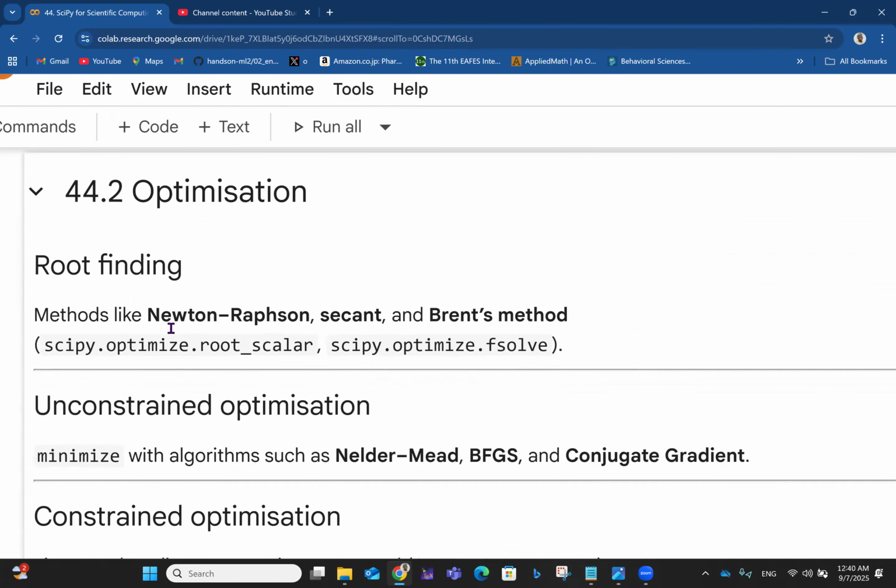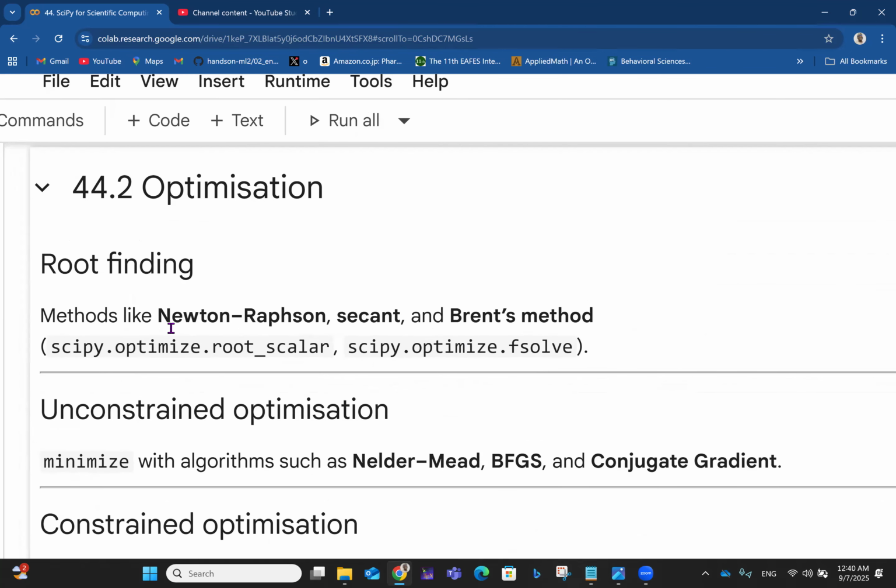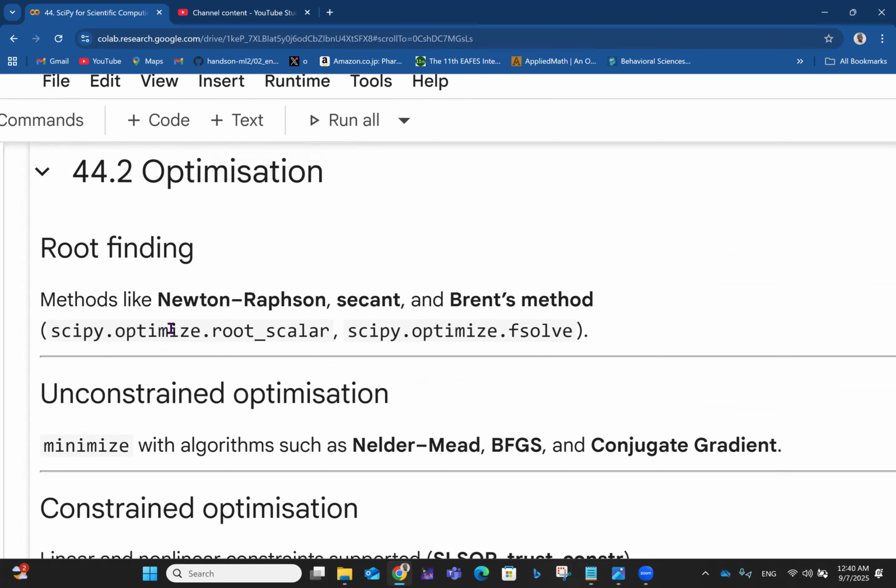And talking about optimization, interestingly, I have a playlist on optimization, and I have numerical optimization techniques, linear programming, and then numerical optimization techniques, right? So for optimization, we have things like root finding. I have a playlist also on numerical analysis where I talk about things like Newton-Raphson, secant, and Brent method. Okay, I didn't talk about Brent method, but I talked about bisection, secant, Newton-Raphson.